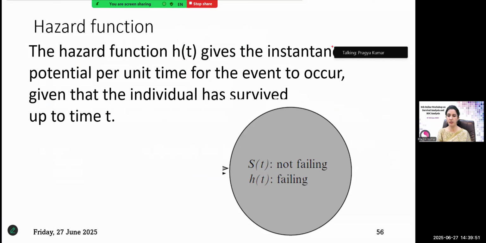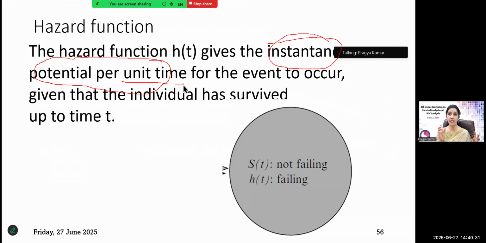If you see this word instantaneous potential, we call it an instantaneous potential per unit time. So that's why whenever the unit is like in t, in the denominator it is t, then we call it a rate. So that's why hazard function is also known as the hazard rate. Whereas survival, we will see later, is a probability. So that's why survival value will range from 0 to 1, because it's a probability. Probability of surviving past time t. That's the survival function. But hazard is the rate.